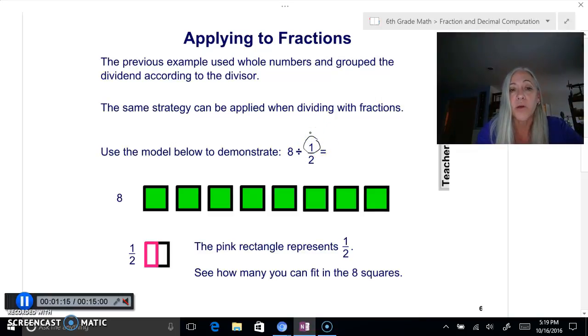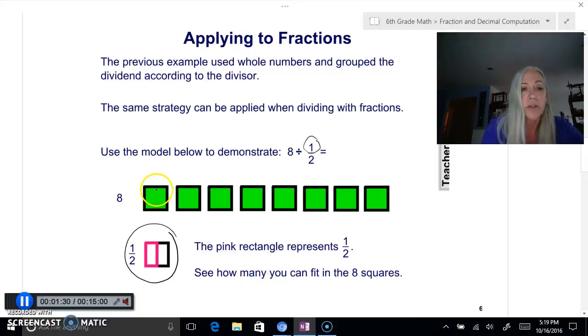Okay, so for the model, we would draw 8 boxes, and each box would get divided in half. The pink rectangle represents the half down here. So now we want to see how many we can fit into the 8 squares. So we would break them each in half. Don't mind if it's not perfect, because I'm just doing this for the first time.